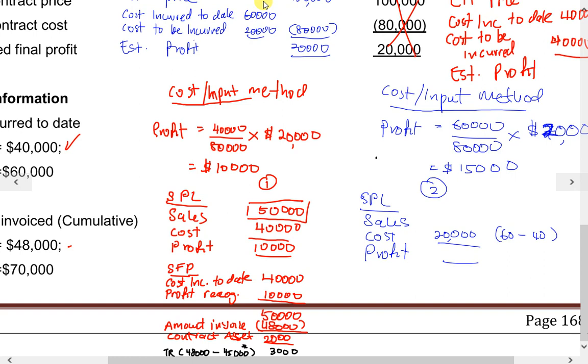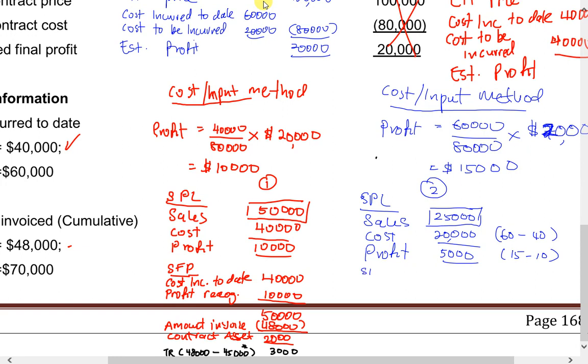Then the profit, 5. The total I can recognize over the 2 years is 15. Last year already 10. So this year recognize 5. Therefore, the missing figure will be the balancing figure, is your sales. So 25. So SPL year 1 and year 2. What we have here is the cumulative 15.